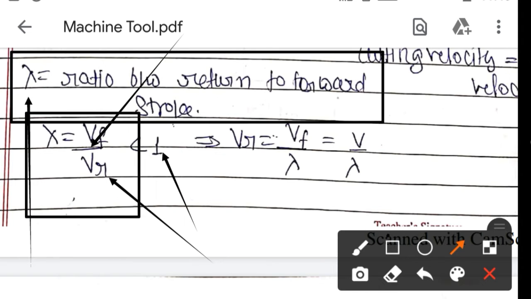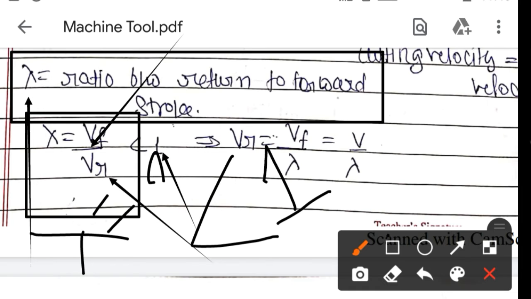So remember that lambda is also known as the quick return ratio, which will always be less than 1. This is very important. In the exam they may sometimes give you lambda equal to 2, 3, 4, something like that. Then you are not supposed to put this value directly into the problem; you have to always take the reciprocal of this and continue solving the problem. So once again I repeat, lambda will always be less than 1.